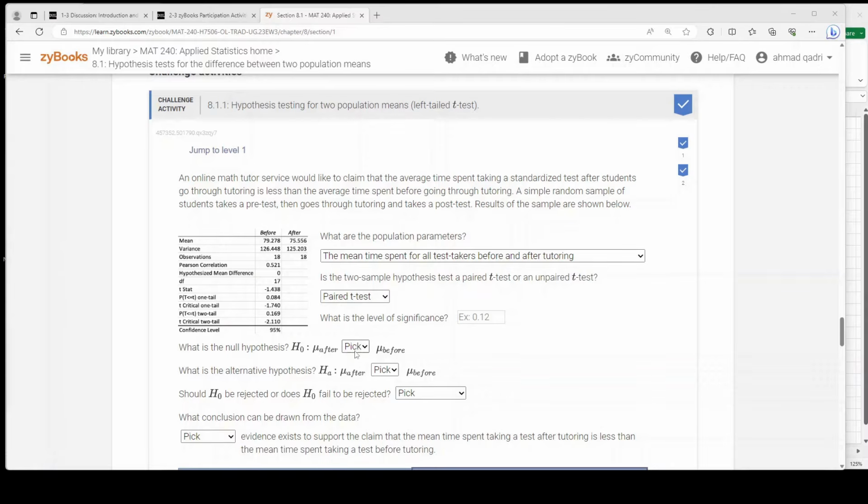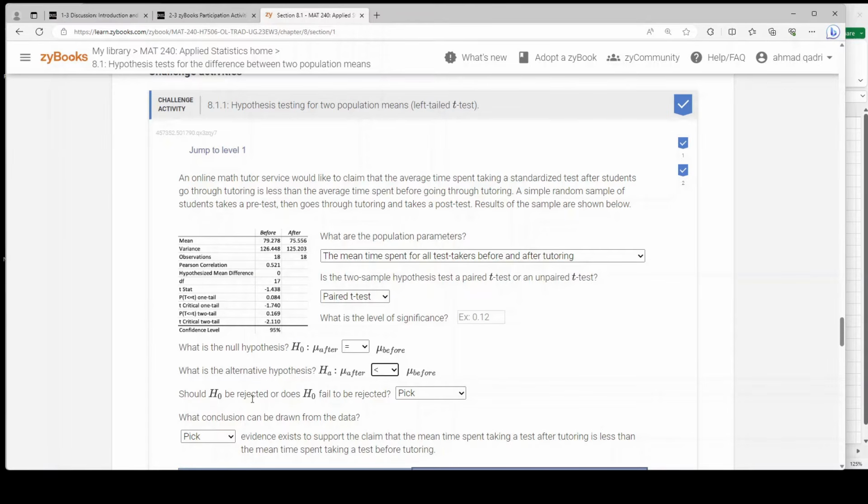So what is the null hypothesis? The null hypothesis is that the average time spent on the exam after tutoring equals the time spent before. So then under the null hypothesis, tutoring does not really help. What is the alternative hypothesis? So the alternative hypothesis would be that the average after is less than average before. That is the claim that the online math tutor service is making.